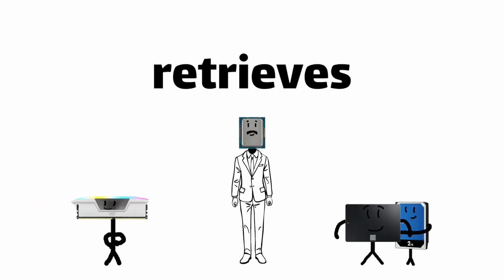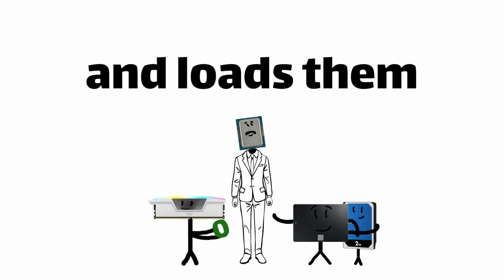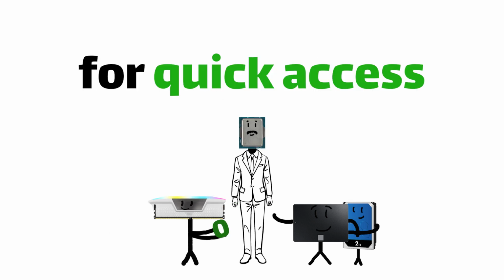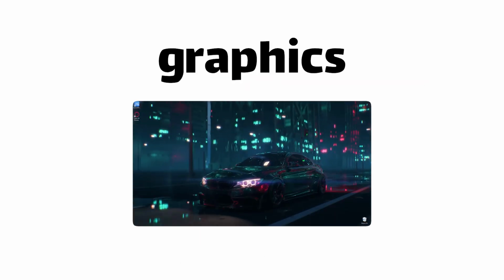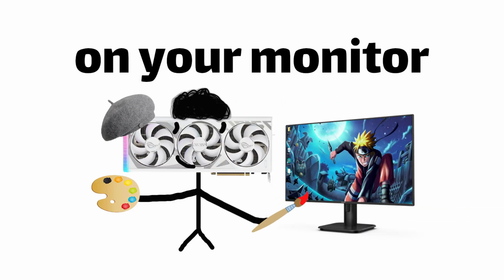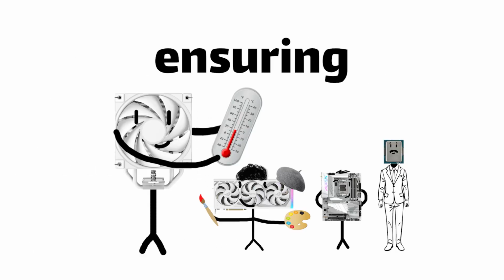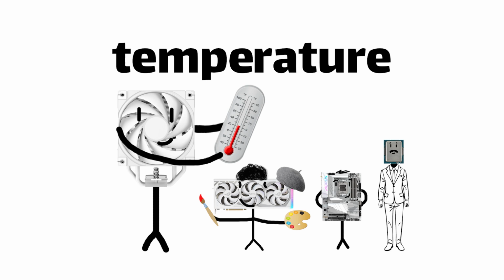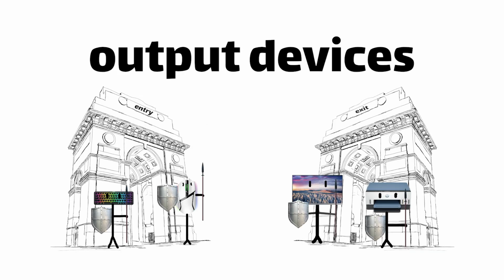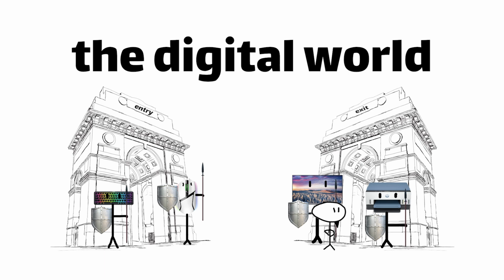Need to open a document or run a program? The CPU retrieves the necessary instructions and data from the storage devices and loads them into the RAM assistant for quick access. If there are any visuals or graphics involved, the GPU artist gets to work, rendering stunning images and animations on your monitor. Throughout the process, the cooling system keeps a watchful eye, ensuring everything stays at a comfortable temperature, while input and output devices act as the city's gateways, letting you interact with the digital world.